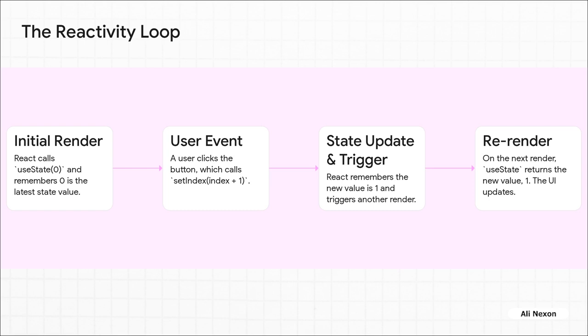Step 2, a user clicks the button. Our code calls setIndex(1). Now for step 3, the crucial part. React gets that request, puts a re-render in its to-do list, and updates its internal memory of index to be 1. And finally, step 4, the re-render. React runs our component function again, but this time when it gets to useState, it says, oh, I know this one. The new value is 1. And it gives that back. Our component then renders with the new value and the UI updates.